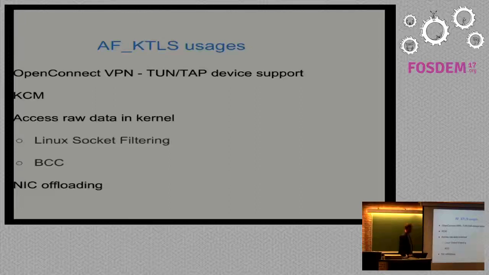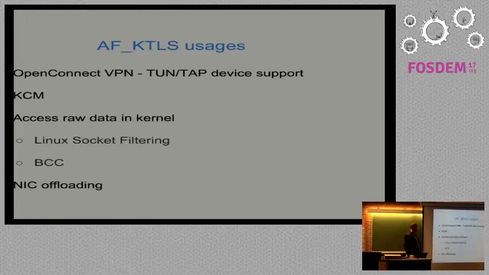AFK TLS also has advantages because you can access raw data right inside your kernel. You can do, for example, Linux socket filtering or Berkeley socket filtering if you want. You can also use, for example, eBPF. And another cool feature is, for example, the BCC implementation, where you can plug your function right before or after some function that is called in the kernel. You basically write Python code. Then the eBPF checker checks your code, and the code is executed in the kernel.